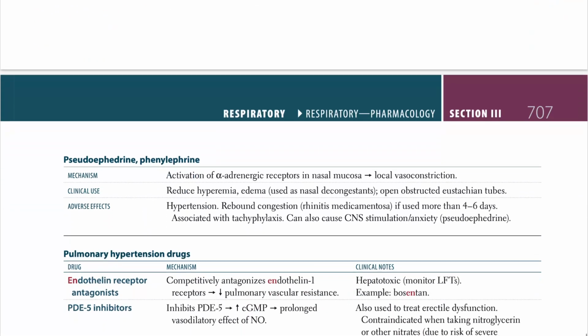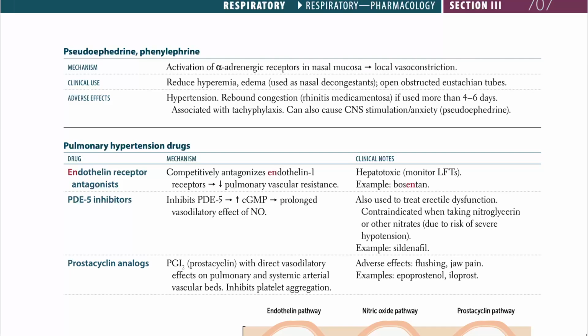What do we have? It's pseudoephedrine and phenylephrine. The mechanism is activation of alpha adrenergic receptors in the nasal mucosa, which causes local vasoconstriction. The clinical use is reducing hyperemia and edema; they are used as nasal decongestants and open obstructed eustachian tubes. Adverse effects are hypertension and rebound congestion, which is rhinitis medicamentosa, high yield.